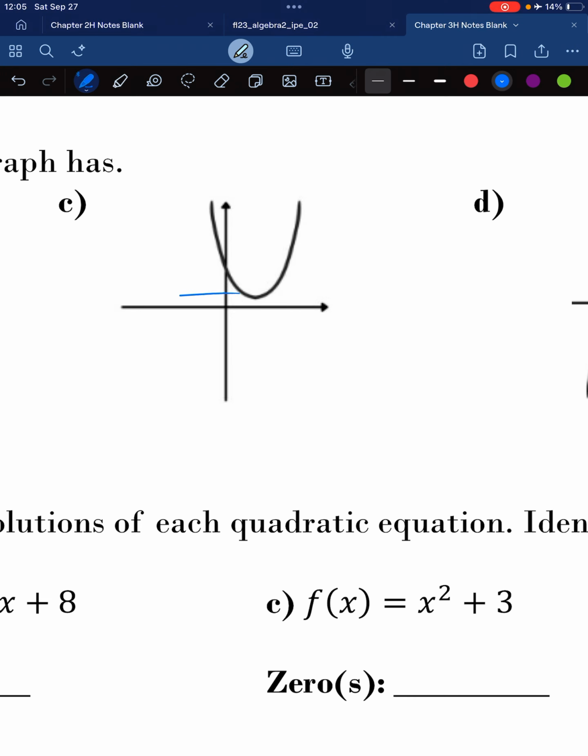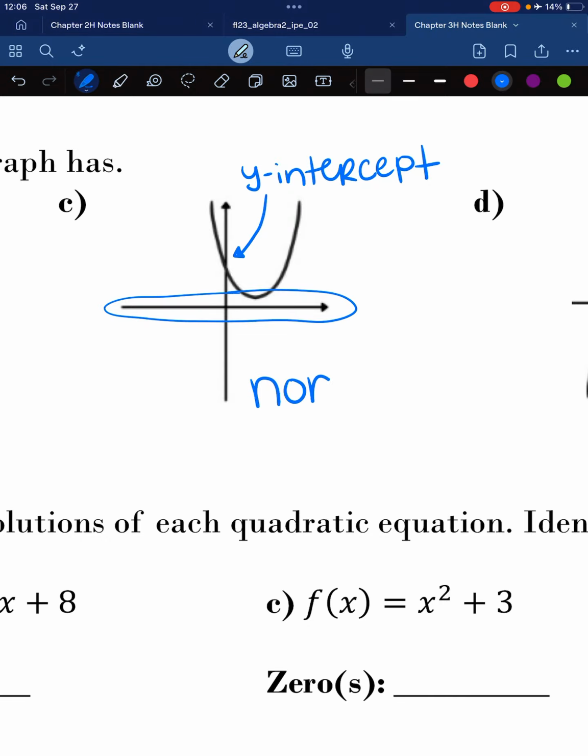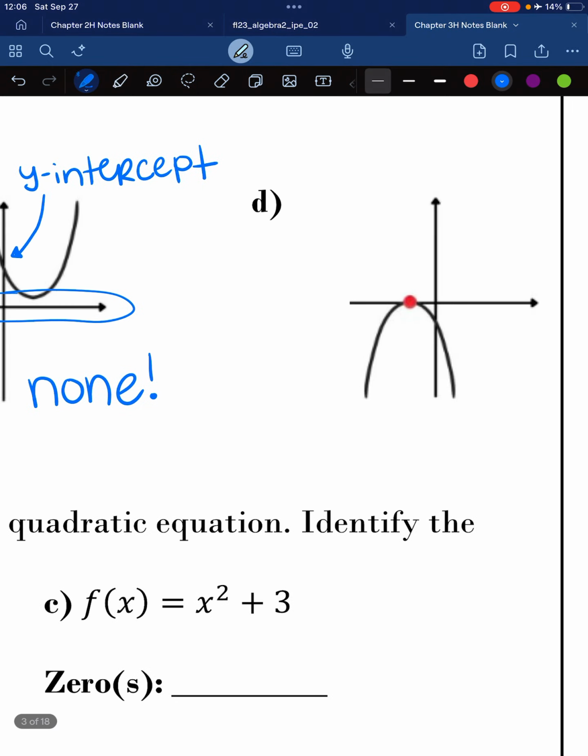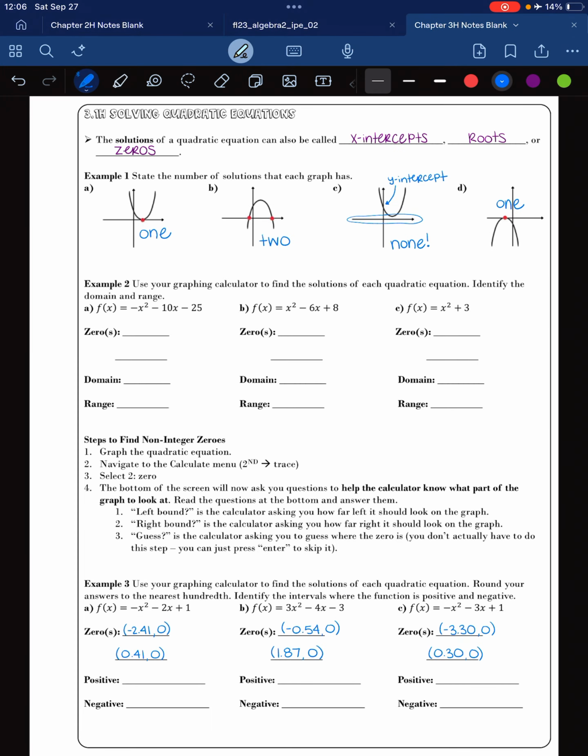C, ooh, it does not touch that x-axis at all. There is a y-intercept, but solutions are not the same thing as y-intercepts. So this one, in fact, has no solutions, none. And D has just one. Right, so nice little warm-up problem there.